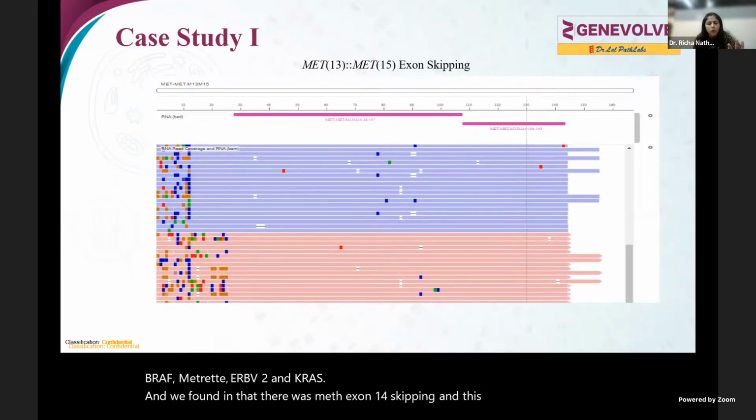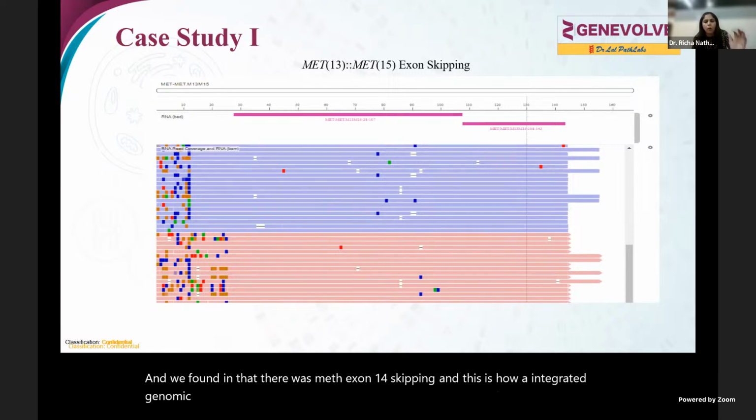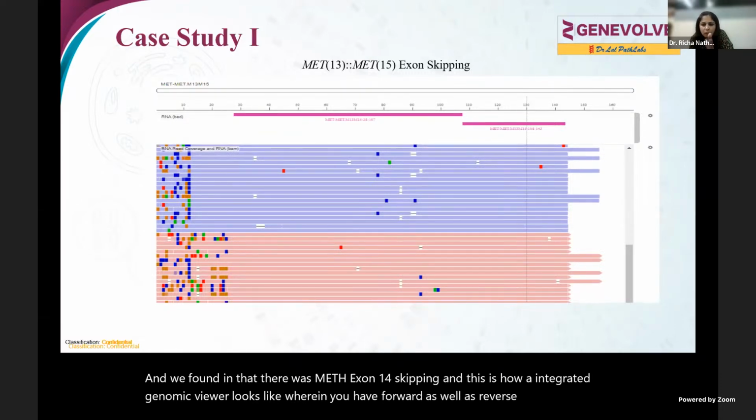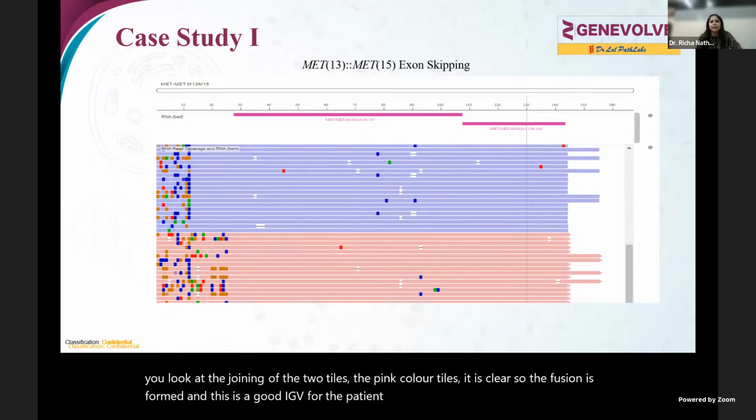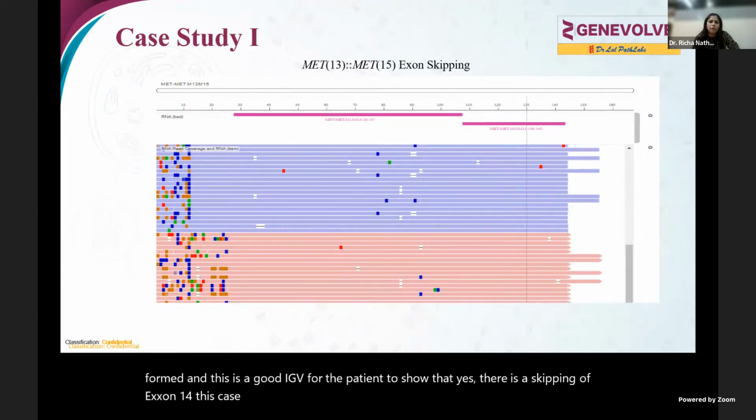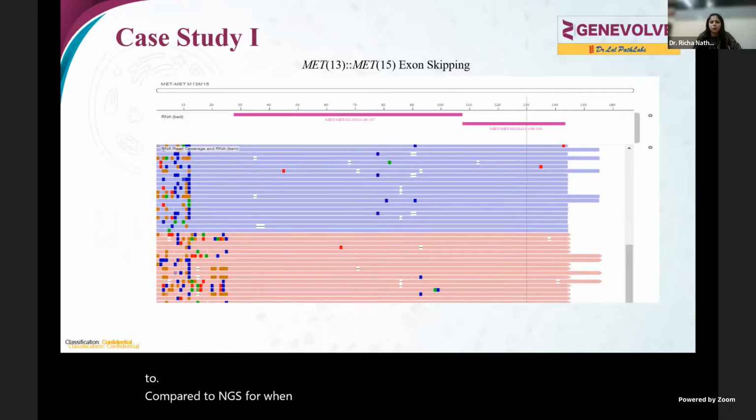And this is how an integrated genomic viewer looks, wherein you have forward as well as reverse strands. If you look at the joining of the two tiles, the pink color tiles, it is clear. So the fusion is formed, and this is a good IGV for the patient to show that yes, there is a skipping of exon 14. This case was also cross-checked on fragment analysis, which is more sensitive compared to NGS when it comes to MET exon 14 skipping.